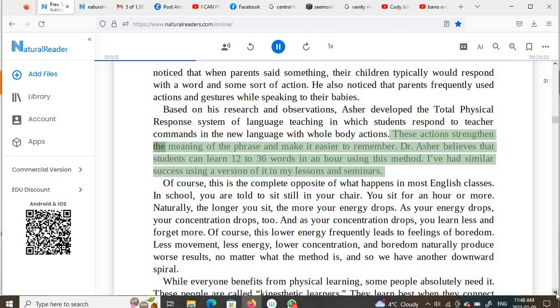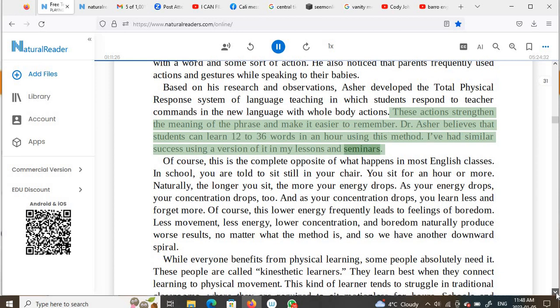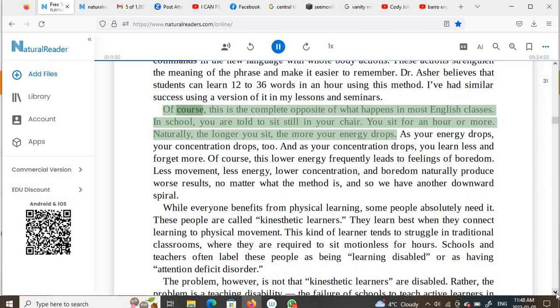These actions strengthen the meaning of the phrase and make it easier to remember. Dr. Asher believes that students can learn 12 to 36 words in an hour using this method. I've had similar success using a version of it in my lessons and seminars. Of course, this is the complete opposite of what happens in most English classes.